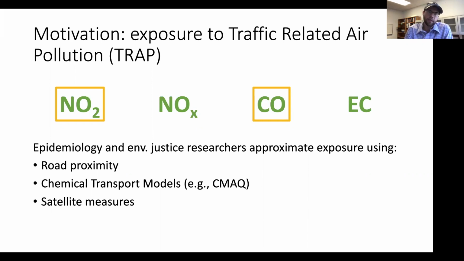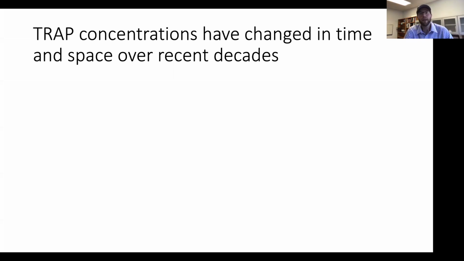Often in these research domains, the exposure to these pollutants is approximated using some kind of proximity measure, so road proximity, for instance, for TRAP in particular. There's been a movement lately to move to some modeling, so chemical transport models like CMAQ, or even satellite measures. This work is going to explore the ability of all of these things to measure TRAP and exposure to TRAP. We benefit here in that TRAP concentrations have changed in time and space over recent decades.